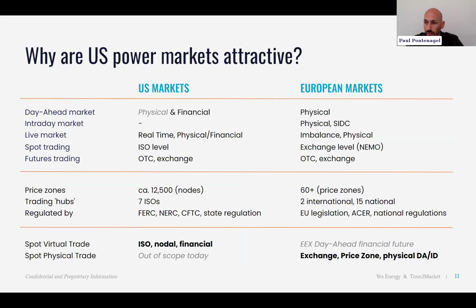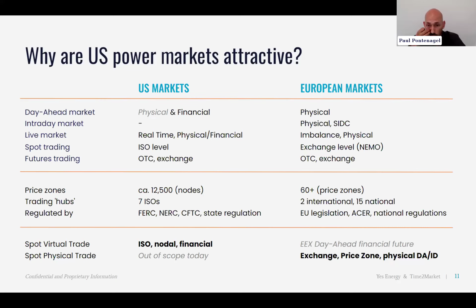Jake, next slide, please. So when we also look at some of the other differences between the two markets, it's reflected here in the table. So as just mentioned, in the US day-ahead market, physical and financial sets the price, while in Europe, it's only the physical market, and there is no intraday market as such in the US market.